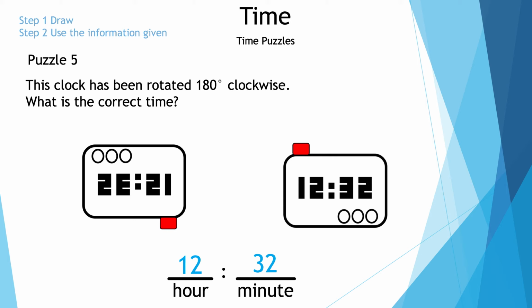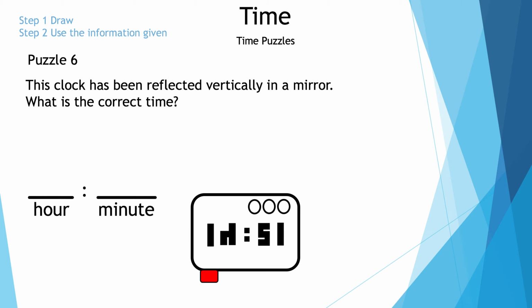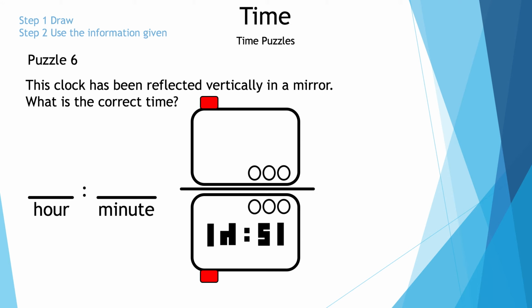Now let's take a look at puzzle 6. This clock has been reflected vertically in a mirror. What is the correct time? So now we can draw the mirror line, and then draw the reflection, and as you can see, if you fold it in half, it is the same. The first number is still going to be 1, and most of you probably figured out the second number, which is 4, and then your colon. Some of you may be confused on the last part: the 5 became a 2, and the 1 became a 1 again.